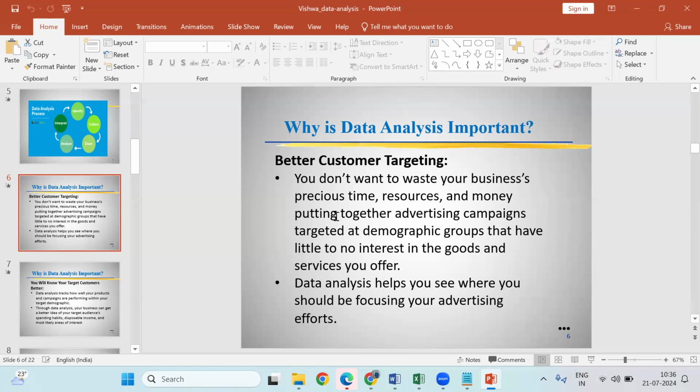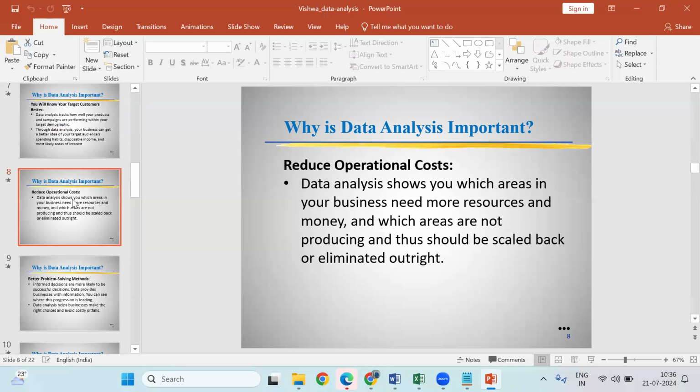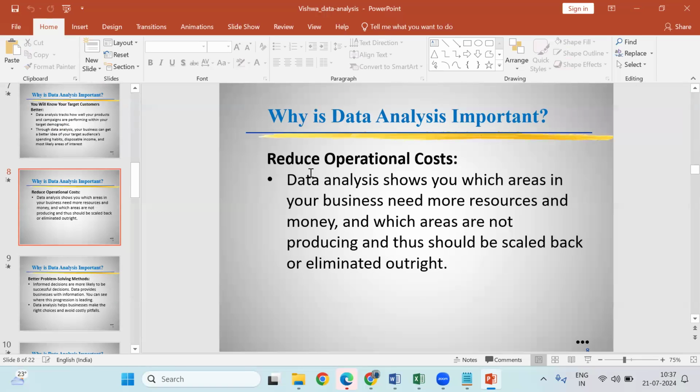So we don't need to waste our valuable time. We just need to get the data, and we don't want to waste our business's precious time, resources, and money putting together advertising campaigns targeted at demographic groups and all, right? Yes, it is very important, which is why data analysis is important.